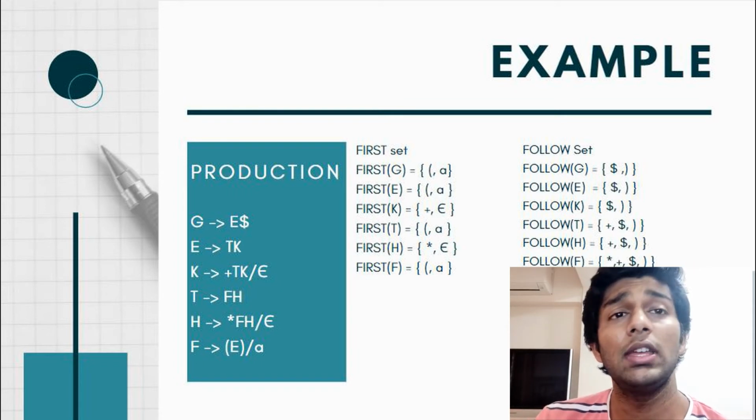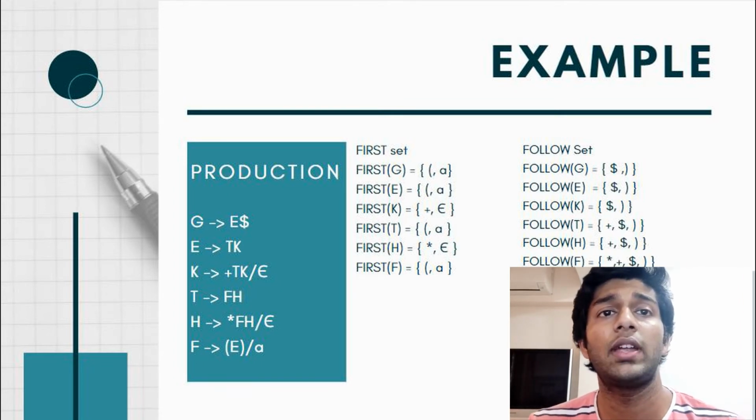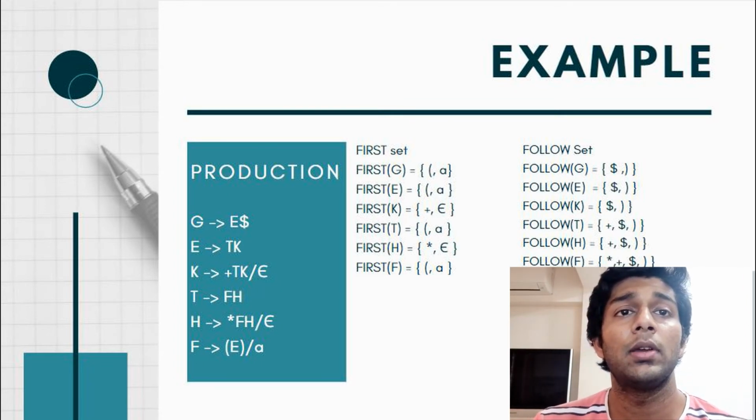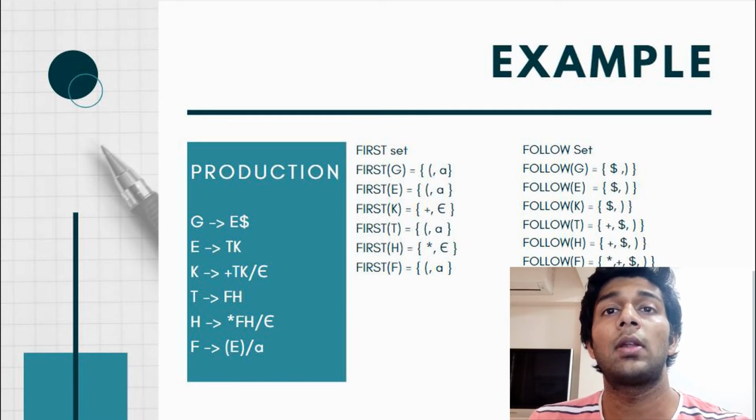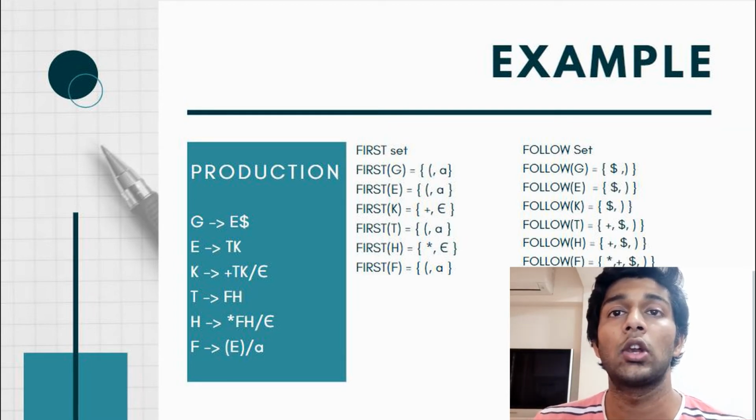Follow of K. We search the whole production to find where K appears. K appears in E. Hence we see that follow of K is follow of E. So we copy it from E and place it in K. That is dollar and the closing brace.